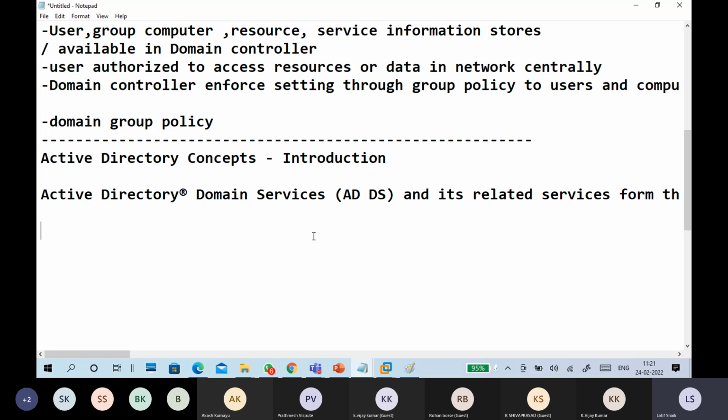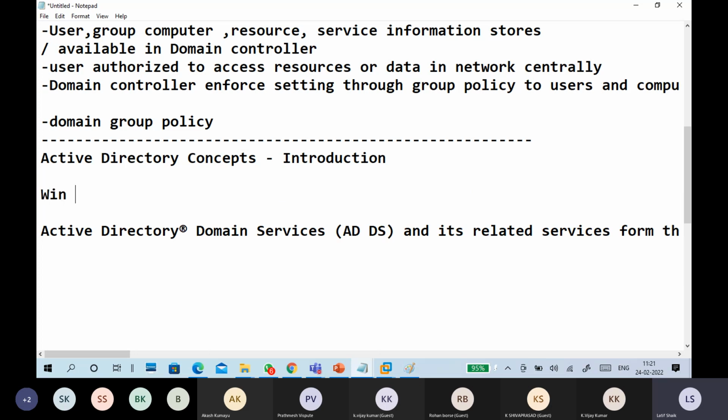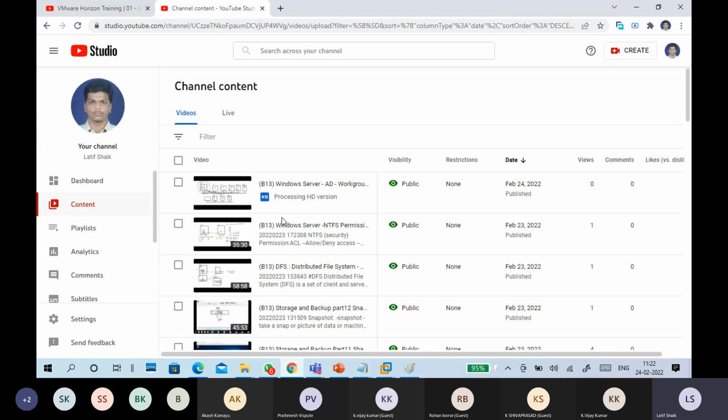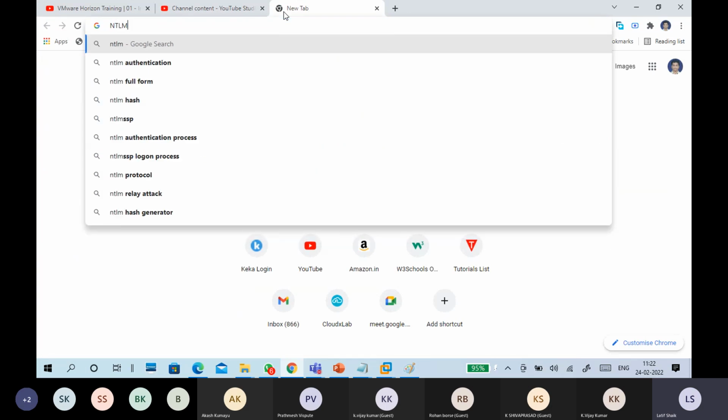At that time, we had a SAM database with SAM accounts, and an NTLM authentication system. This is the very old part, just Windows NT time. The SAM database stored usernames, computer names, and authentication information, like an Active Directory database. NTLM means New Technology LAN Manager.